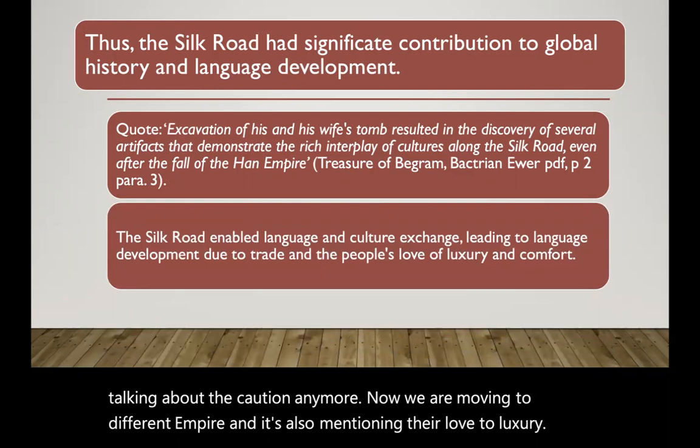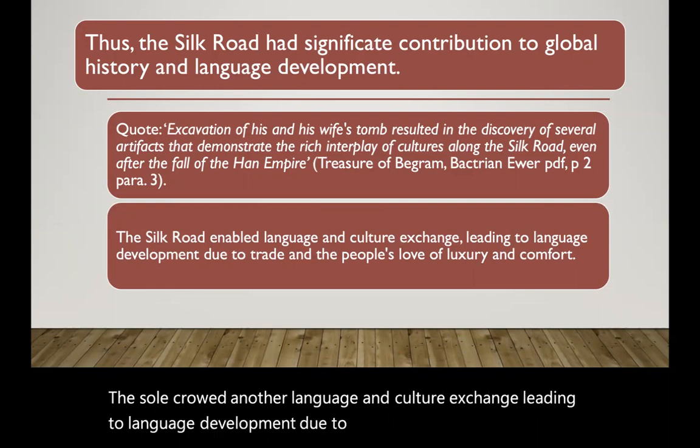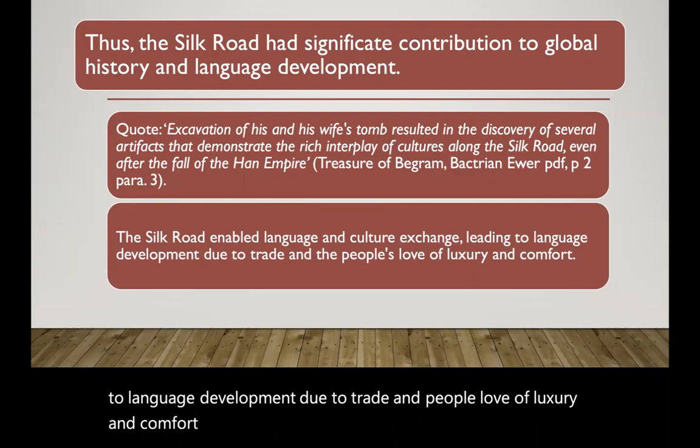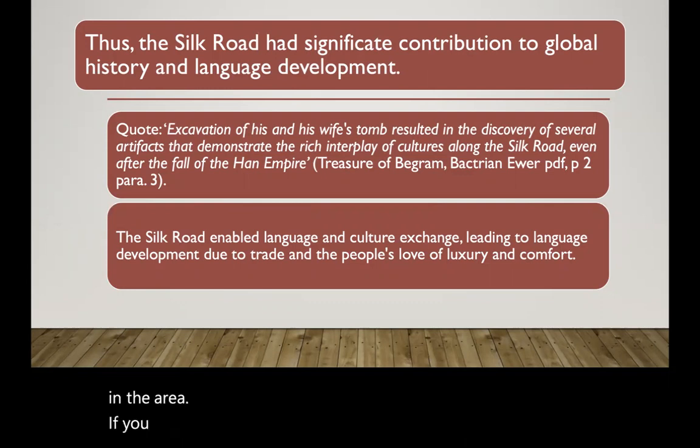The Silk Road enabled language and culture exchange, leading to language development due to trade and people's love of luxury and comfort. Yeah, this is mentioned in the code, how the king loved luxury and artifacts, which are actually found everywhere in the area. If you just Google it, it's beautiful.